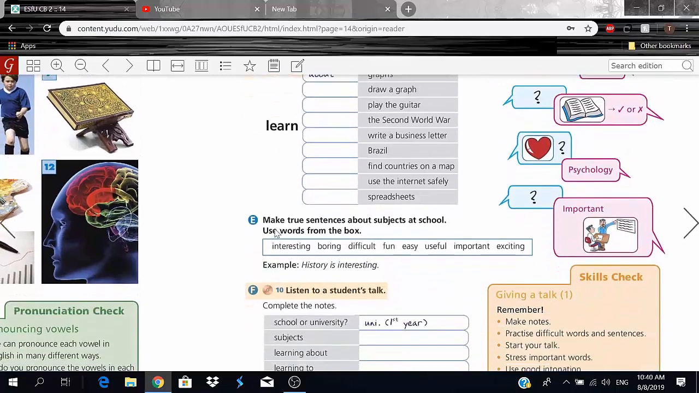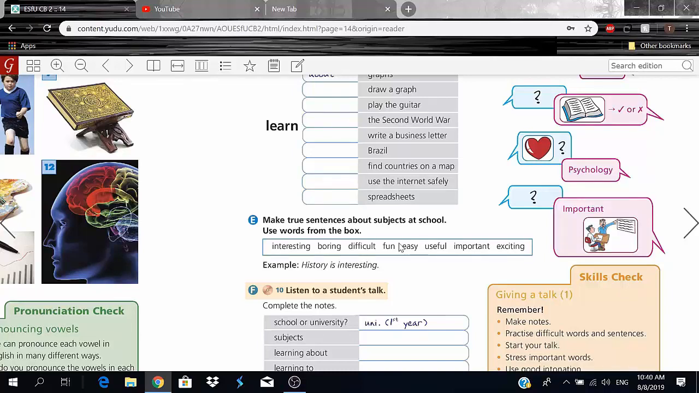Here we have "make true sentences about subjects at school", and this is a really simple exercise, you guys. You should do this on your own. This will obviously always be up to you because different people like different subjects, so use words from the box. So we're going to use different words from the box here to make true sentences about subjects at school.